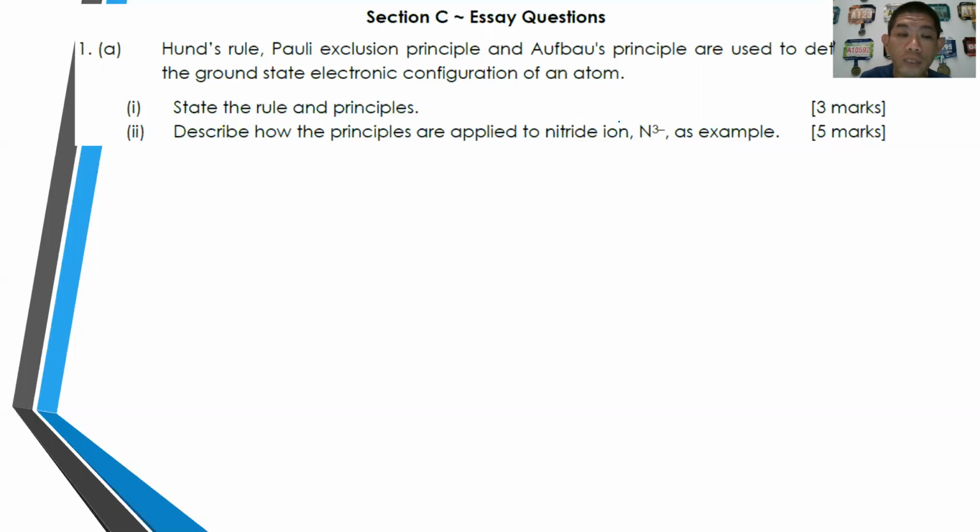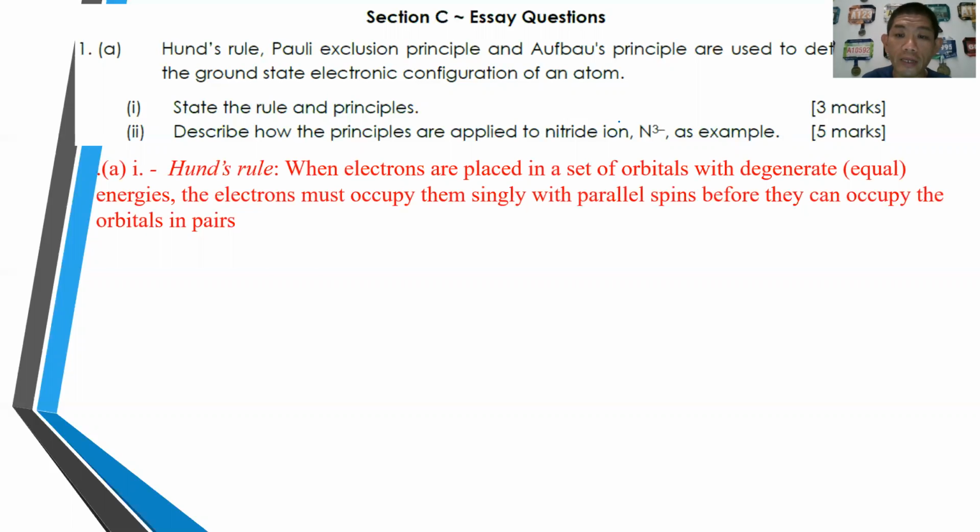So what are the rules and principles of Hund's rule, Pauli exclusion principle, and Aufbau principle? You have to memorize how to define them. The keywords here: when electrons are placed in a set of orbitals with degenerate, or you say equal, energy level, the electrons must occupy them singly with parallel spin before pairing. So that is how you define Hund's rule.